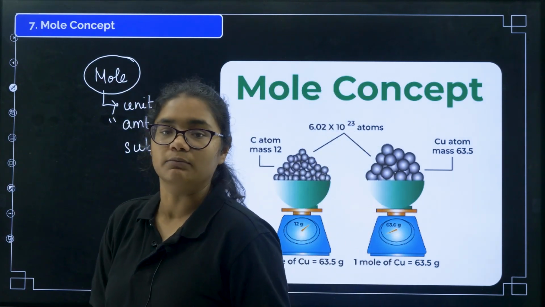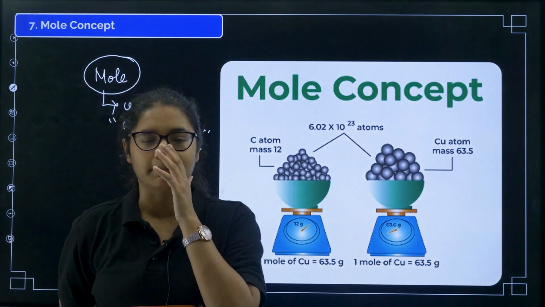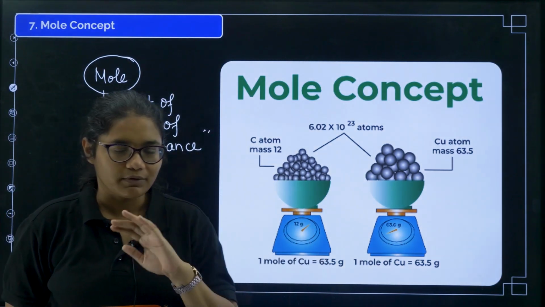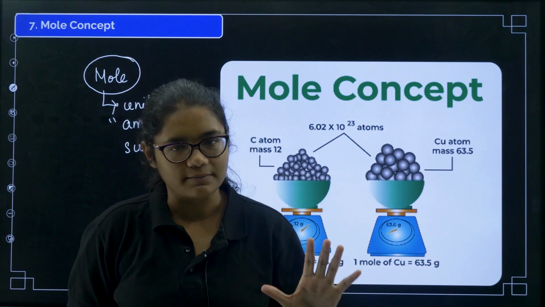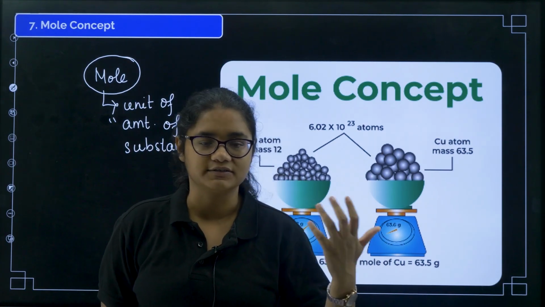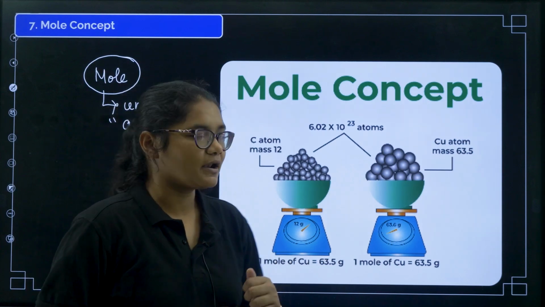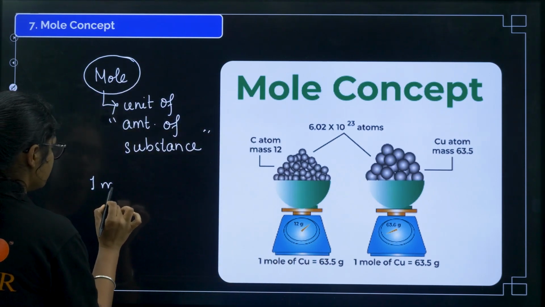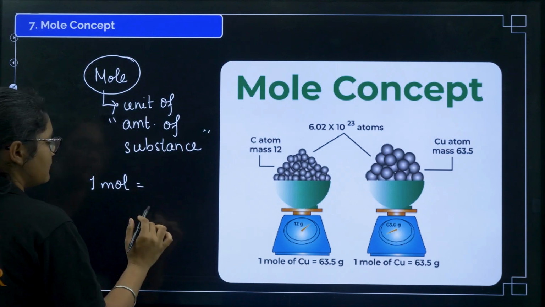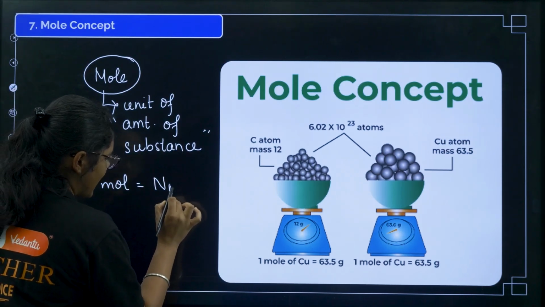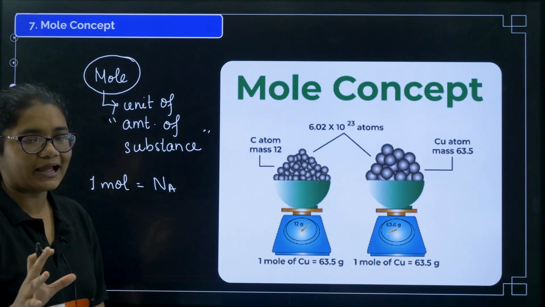Now how much is 1 mole? You need to remember that we have 1 century, which is always a fixed number, that is 100. 1 dozen is also a fixed number, that is 12. Similarly 1 mole is also a fixed number. What is its value? 1 mole is a specific number, which is called the Avogadro number and it is denoted as NA.